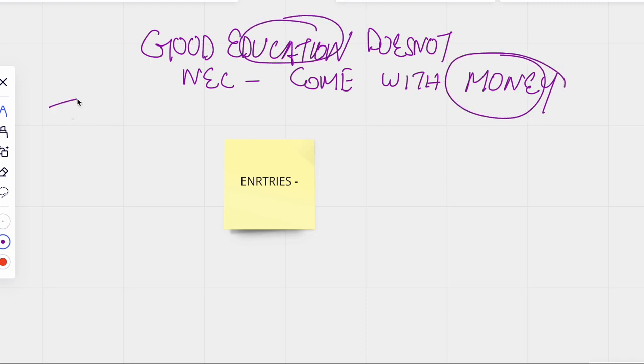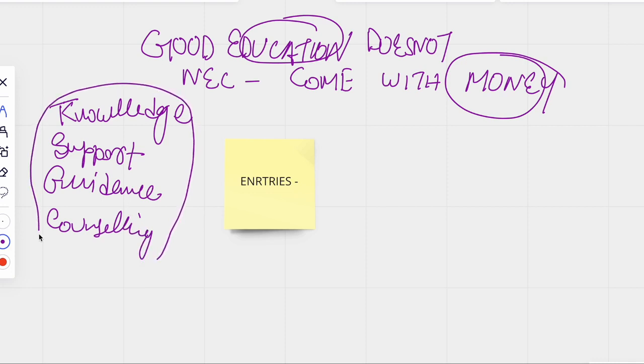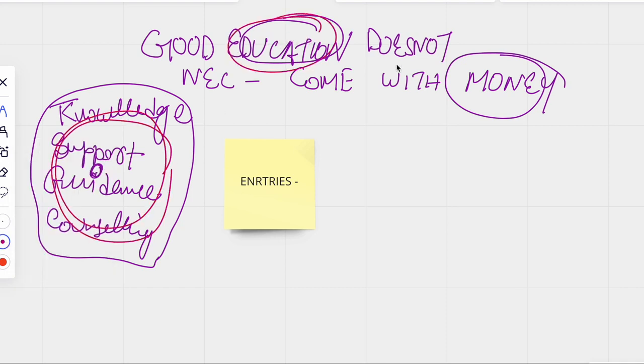education. Yes, for the right knowledge, for the right support, for the right guidance, for the right counseling, for all these instructors or educators, time is consumed, their personal time. So obviously there is no free lunch in this particular part. Anyways, you have to invest money, but to get the good education it doesn't require money.